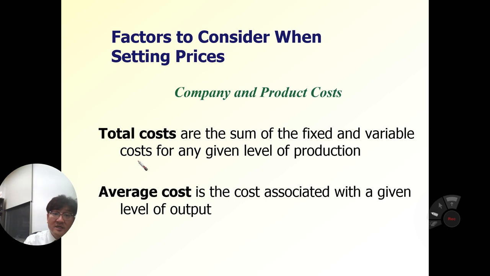So what's going to be the average cost per unit? That is the average cost. The total cost divided by the production level, that's going to be the average cost.